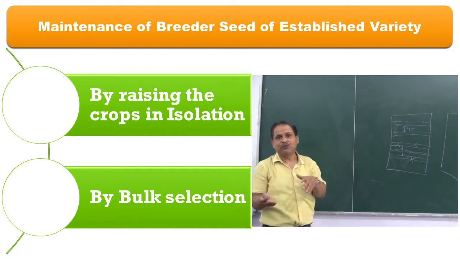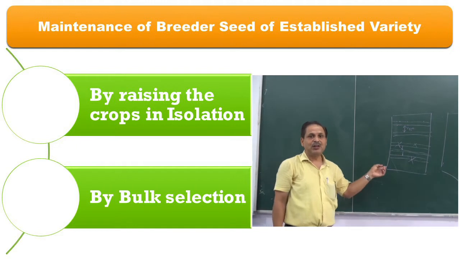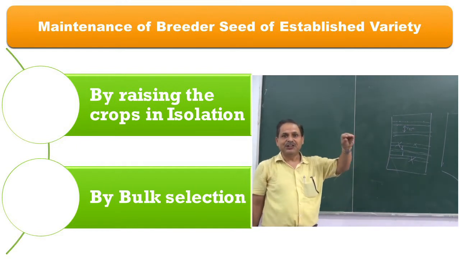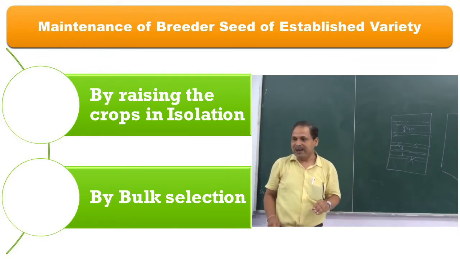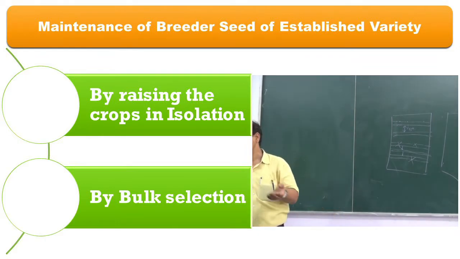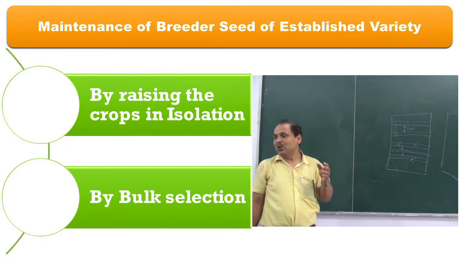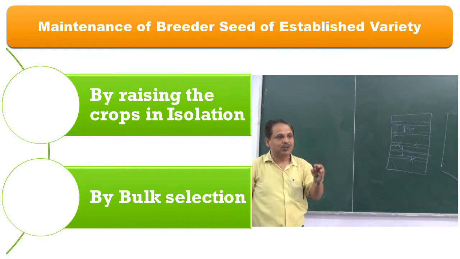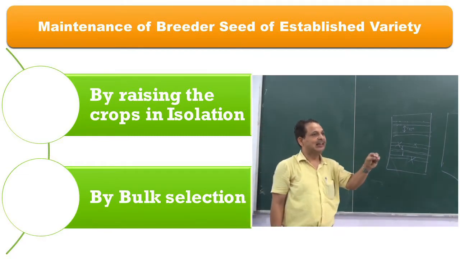Similarly, we again go for the table examination, which I earlier told, that we make a pile of the seeds of each and every plant, and then the table examination will be carried out, and then again we select; we discard some of the less yielding varieties.